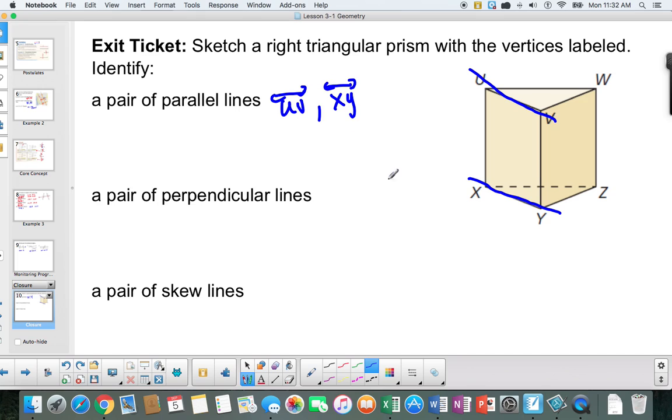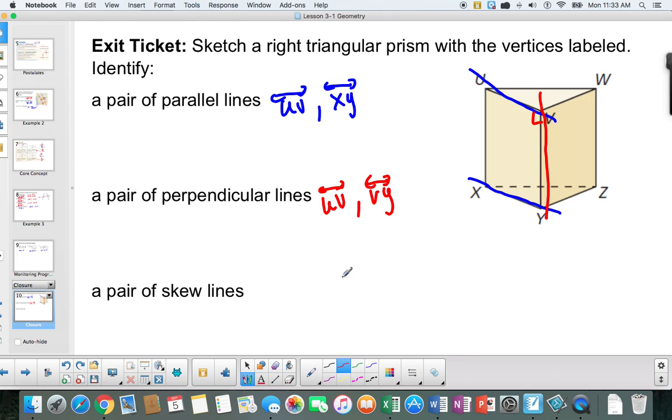Parallel lines are always coplanar. A pair of perpendicular lines, I know these are standing straight up, so I know that this is going to make a right angle over here. So my answer is going to be UV again and line VY.